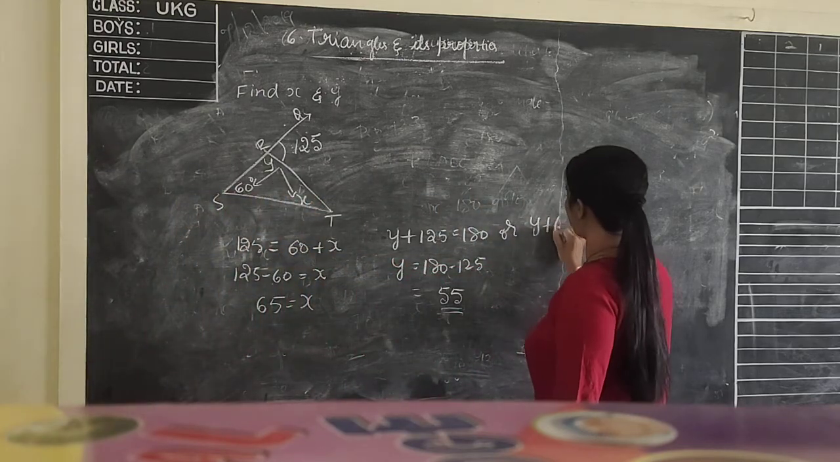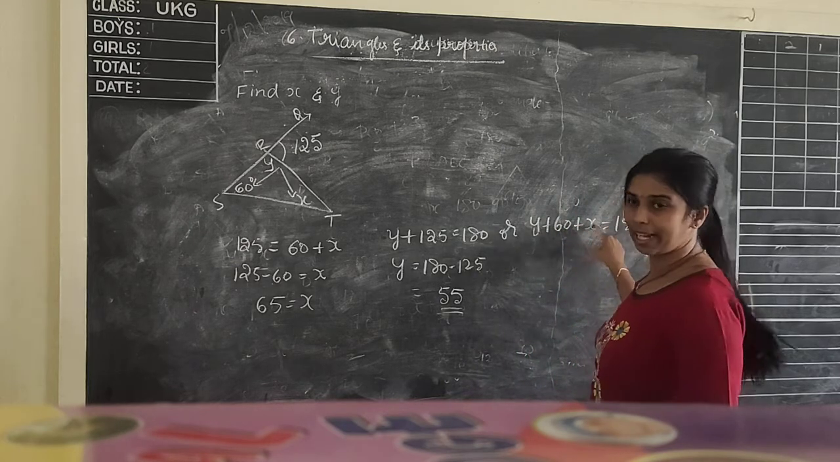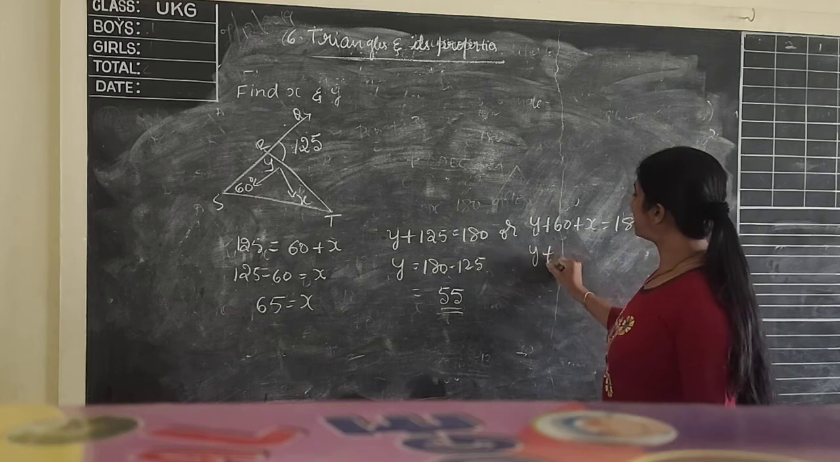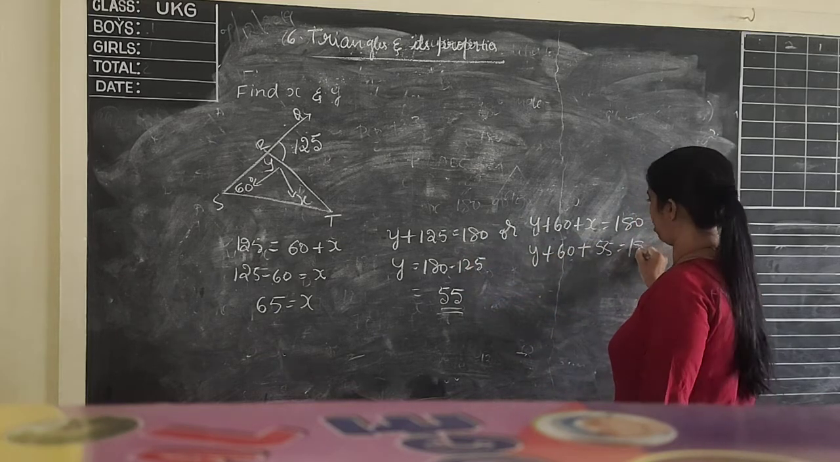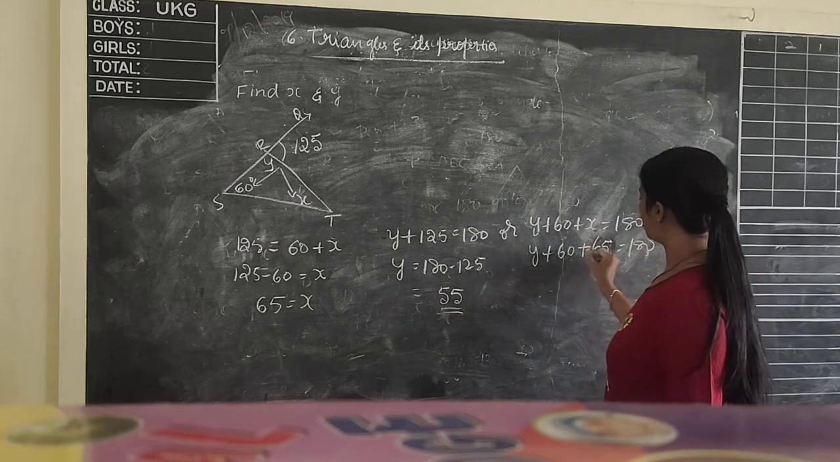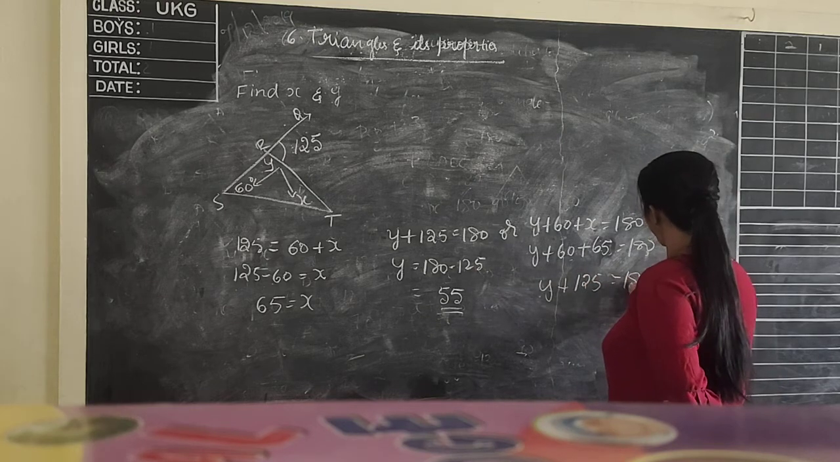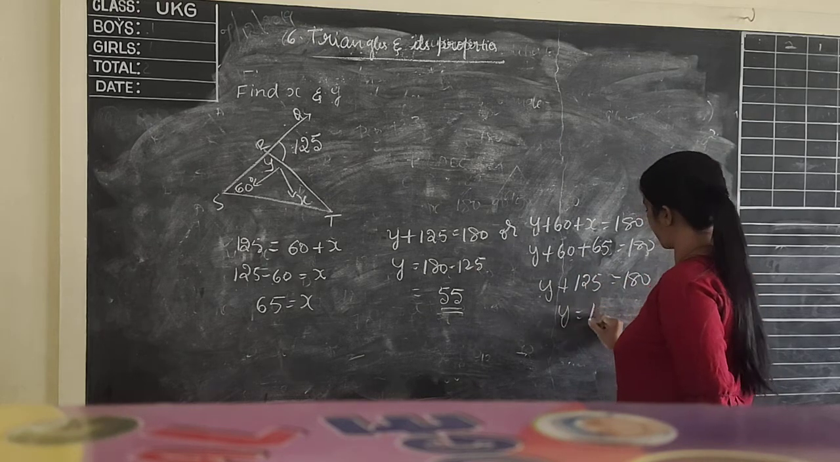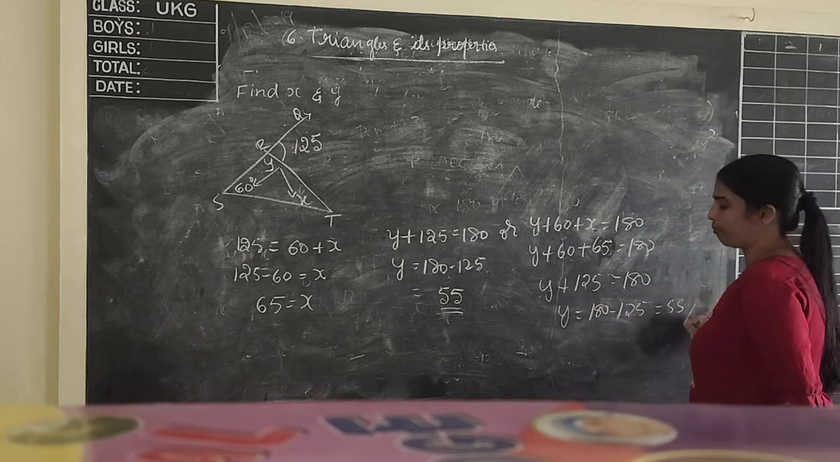Y plus 60 plus x equals 180. The sum of three angles of a triangle is 180. Y plus 60, x is what? 55. So also, x is 65. Y is 125. 180 minus 125 is 55.